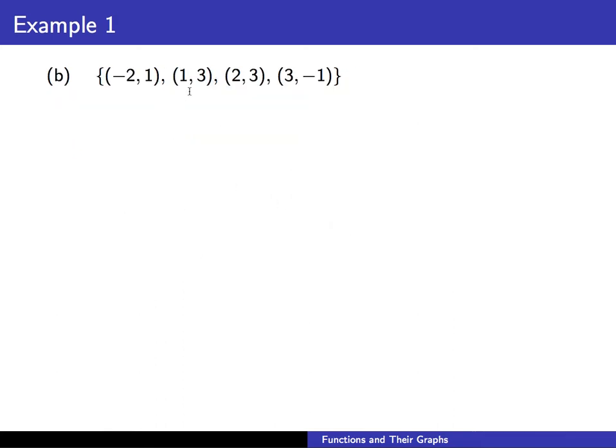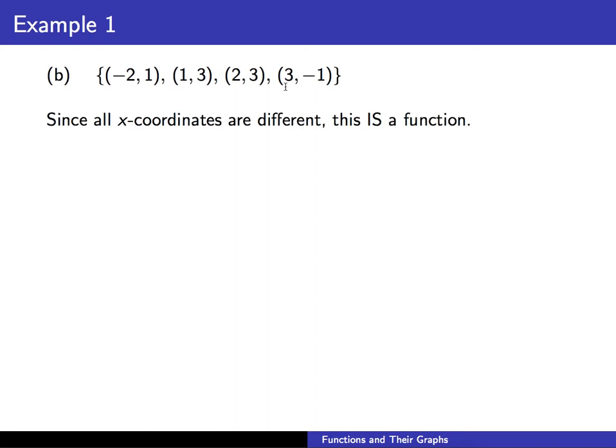Part B here, we have (-2, 1), (1, 3), (2, 3), and (3, -1). So we have -2, 1, 2, and 3 as our x-coordinates. Since all the x-coordinates are different, this one is a function. So each input value of x has only one output value going with it, one y value. So our domain is the x-coordinates, -2, 1, 2, and 3. And the range is going to be all the possible y-coordinates, 1, 3, and -1, or in order, -1, 1, and 3. So even though we have two of these y-coordinates of 3, we don't have to list them twice. These are sets.